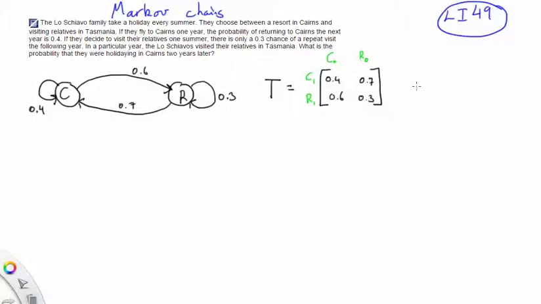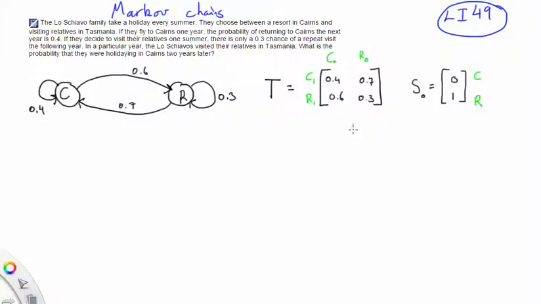So S naught, which is the initial condition, sits kind of like this. This top one's going to Cairns, this bottom one's visiting Norellos. You can see in the particular year the family visited their relatives in Tasmania. So the probability that they visited their relatives in Tasmania that year is 1, because we've been told that. So the probability that they visited is 1, whereas the probability they went to Cairns is 0.